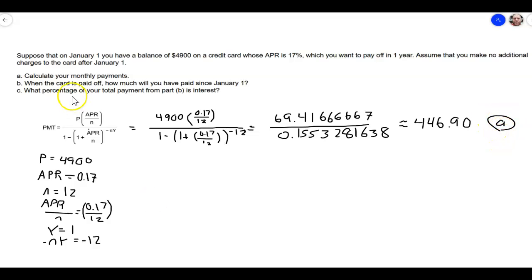So let's take a look at B. When the card is paid off, how much will you have paid since January 1st? So you want to pay it off in 1 year, so we're just going to take this amount. So for B, we're just going to take this amount, 446.90, and multiply it by 12 months to see how much money we paid for an entire year. And let's find out.